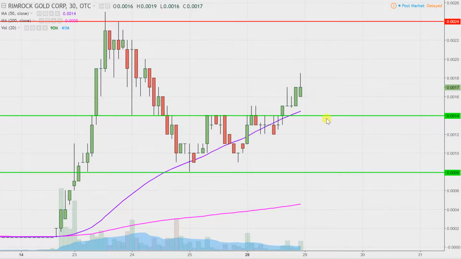So 0014, definitely that ideal area, not only because it was a resistance last week, but also because that's essentially right where that purple line is at this current moment in time.